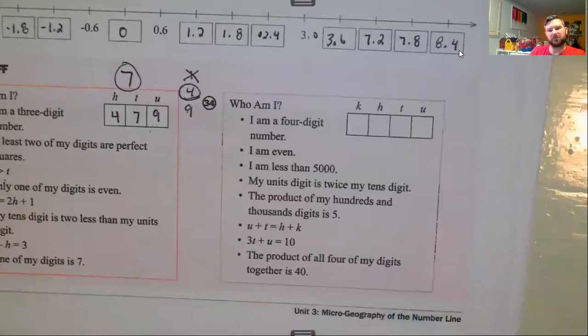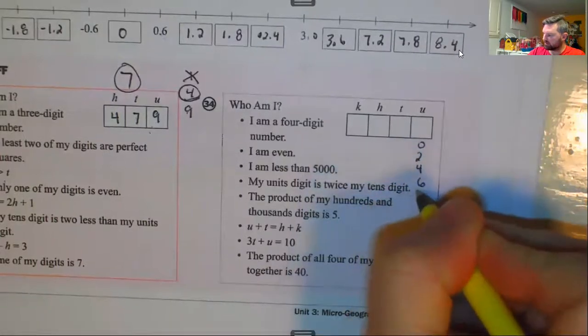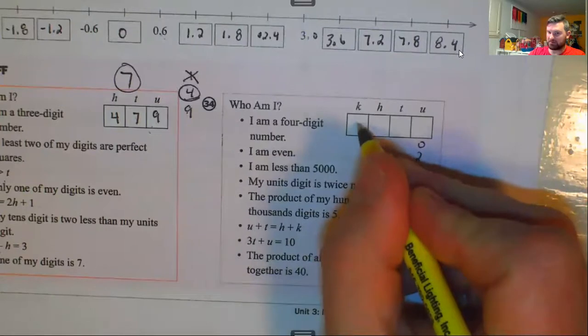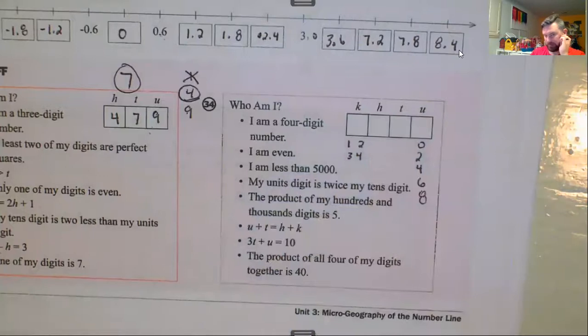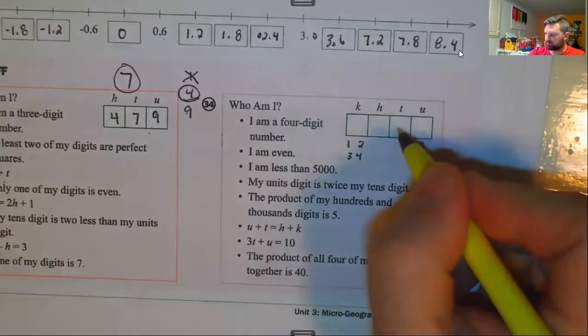Oh, this is our first 4-digit number here. I'm a 4-digit number. I am even. So that means this number here is 0, 2, 4, 6, or 8. I am less than 5,000. That means this number can't be 0, it can be 1, 2, 3, or 4. It's less than 5,000, so it can't even be 5,000. My units digit is twice my tens digit. So this number is 2 times this number.